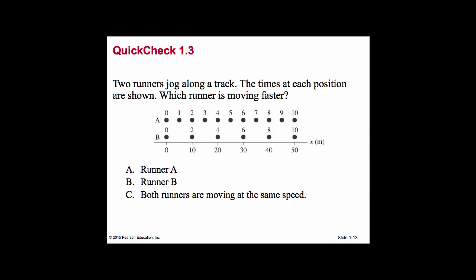Another check. We have two runners jogging along a track. The times at each position are shown. Which runner is moving faster? Be careful. Take this quiz. The answer is both runners are running the same speed, and it's because this time interval is 1 second per dot. This time interval is 2 seconds per dot. They're actually going at the same speed. The time intervals between each dot is different.